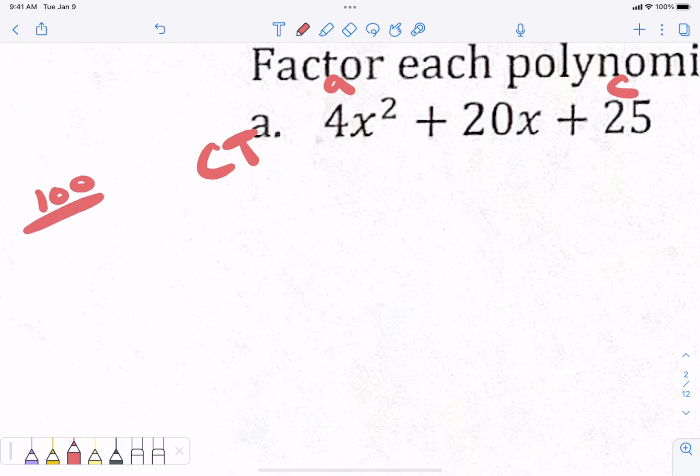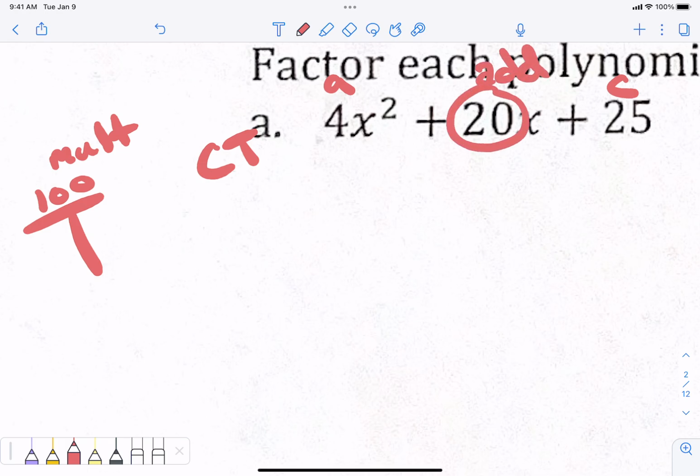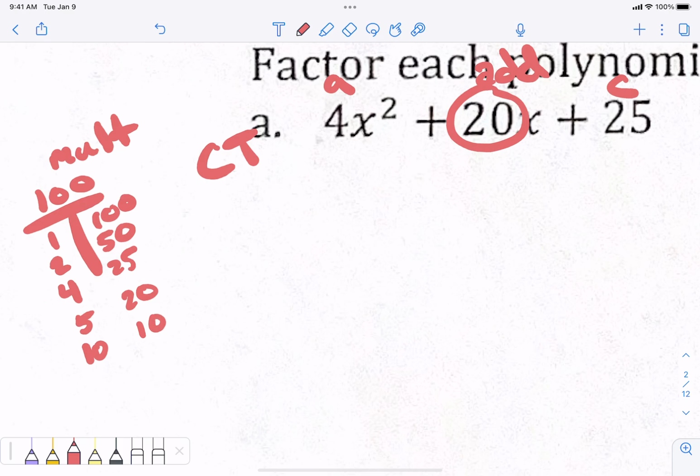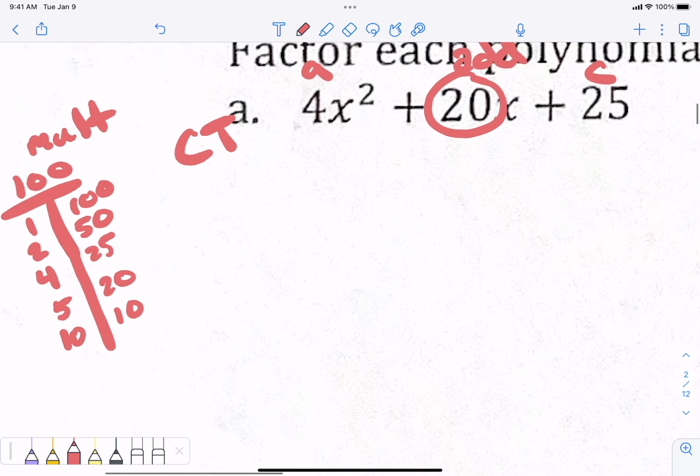Okay, now I want to multiply to get 100, but when I add them, give me 20. If you can't think of it, just start listing. 1 and 100, 2 and 50, 4 and 25, 5 and 20, 6, 7, 8, 9, 10, and 10 and 10. That's the one. Okay, so that 20 is going to split into 10 and 10.